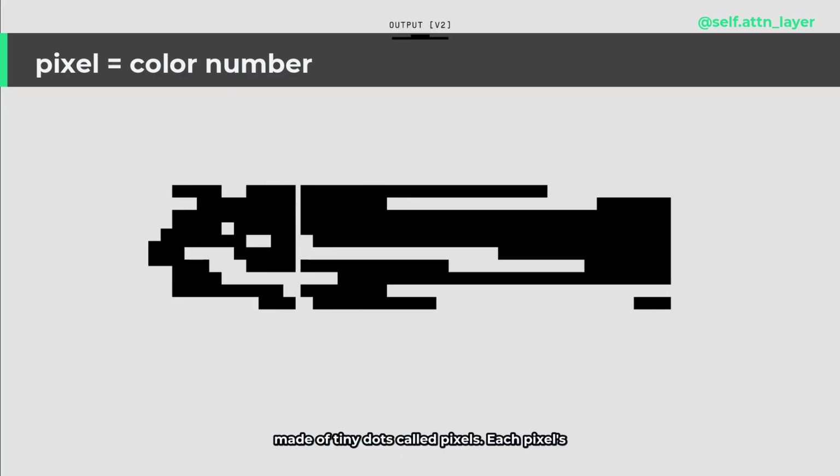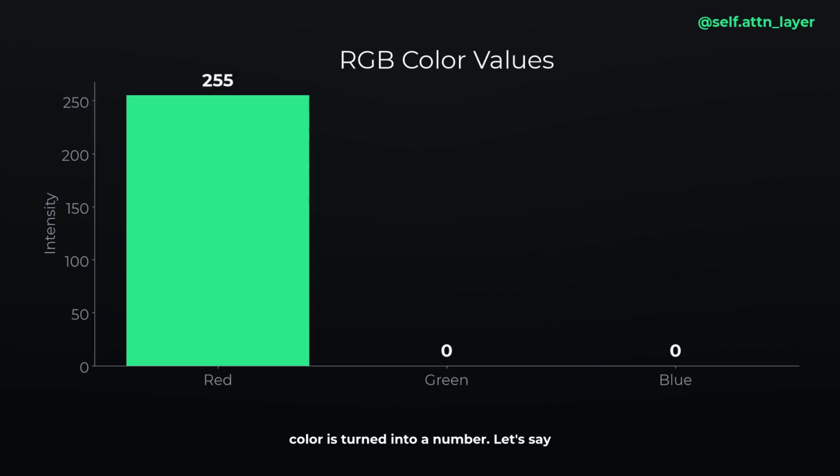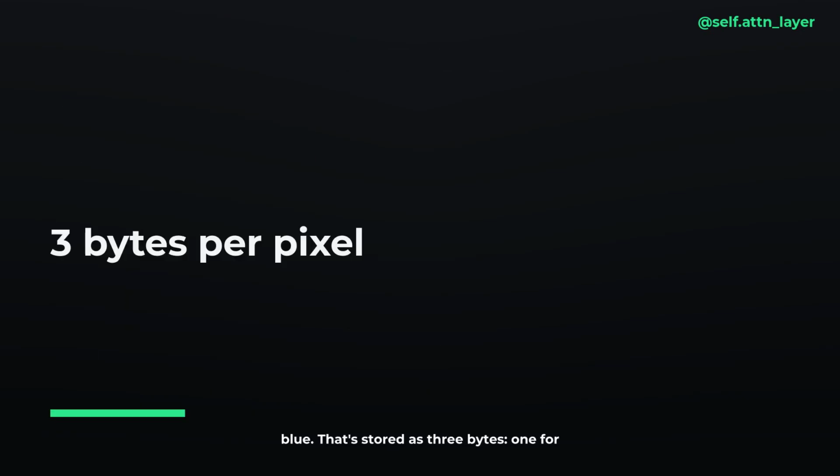Now picture a photo of your dog. It's made of tiny dots called pixels. Each pixel's color is turned into a number. Let's say the color of one pixel is bright red. The computer turns red into the number 255 for red, 0 for green, and 0 for blue. That's stored as 3 bytes. 1 for red, 1 for green, 1 for blue.